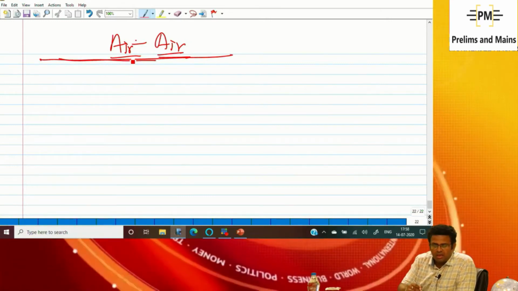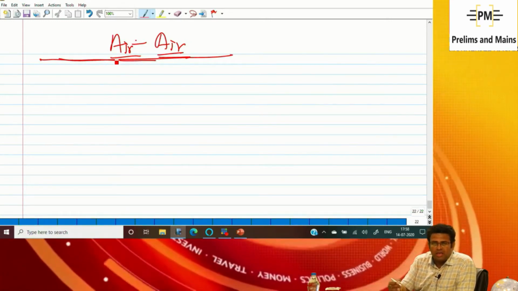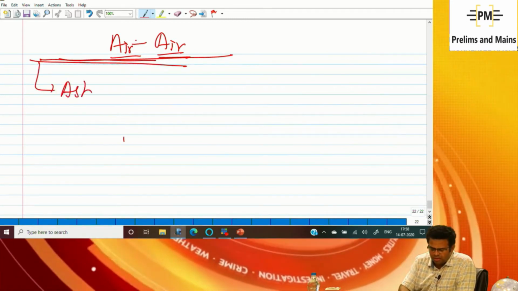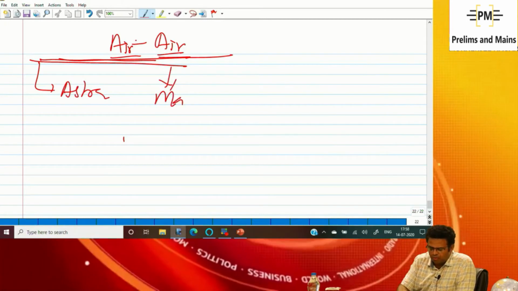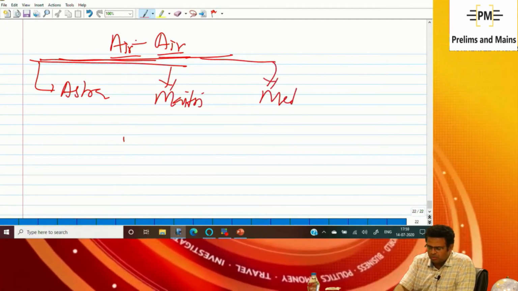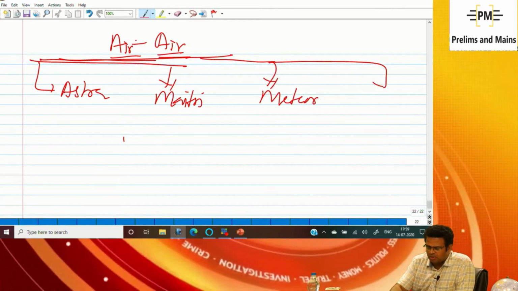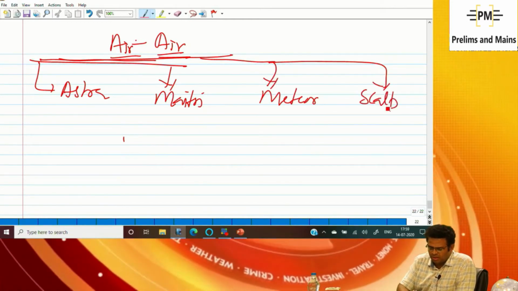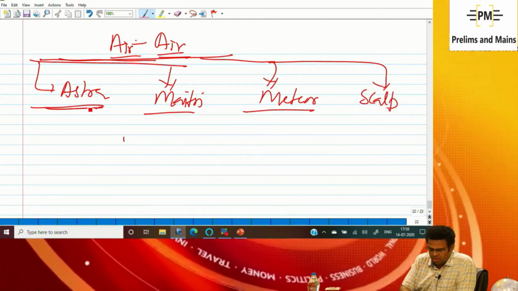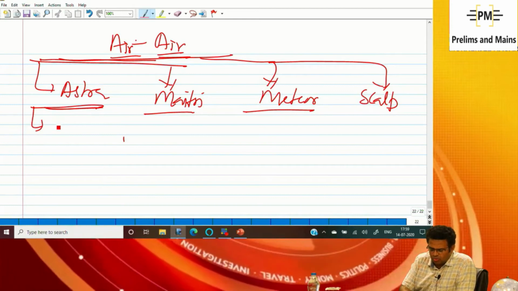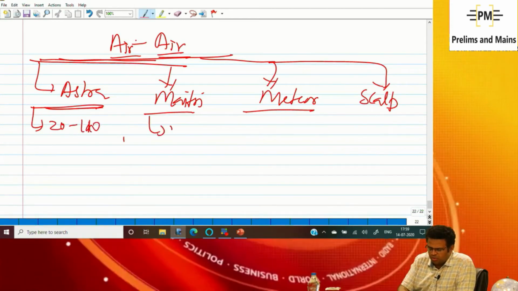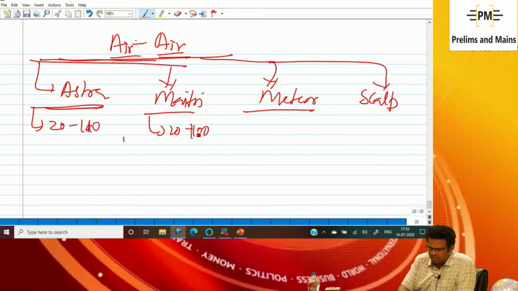As I said in the morning time, for air-to-air missiles you can simply remember it like this: A4 Astra, A4 Maitri, M4 Maitri, M4 Meteor, and thereafter the last one you should remember is Scalp. Easily, air to air, and it is the Astra missile. As I said, its range is 20 to 110 kilometer, easily you can remember.